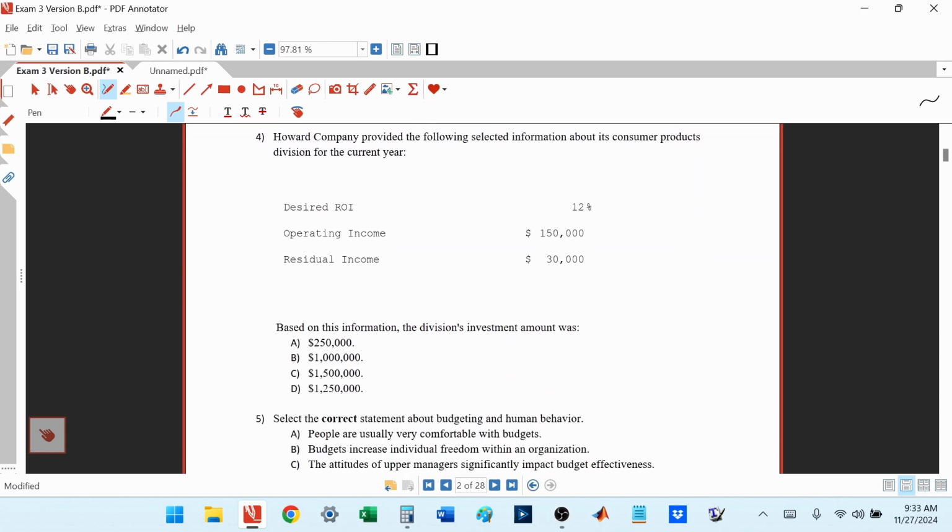Number 4, Howard Company provided the following selected information about its consumer products division for the current year. Based on this information, the division's investment amount was, so from the formula sheet, residual income is equal to our current operating income minus the minimum required operating income we need to earn on our investment to generate the minimum ROI. So our residual income given to us is $30,000.